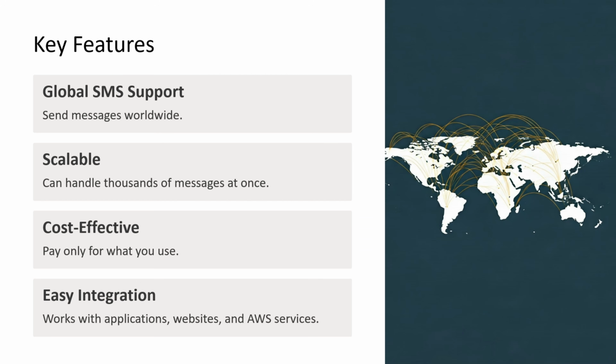What are the key features? First one is global SMS support. Send messages worldwide. Second one is scalable. Can handle thousands of messages at once. Third one is cost effective. Pay only for what you use. Fourth one is easy integration. Works with applications, websites, and AWS services.